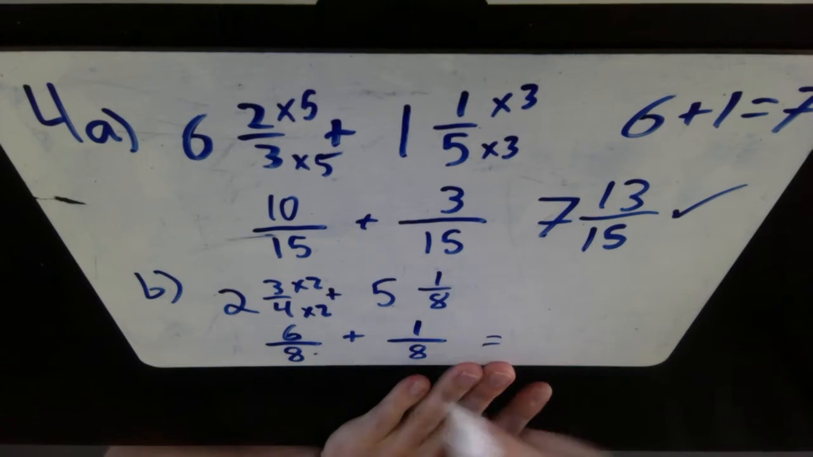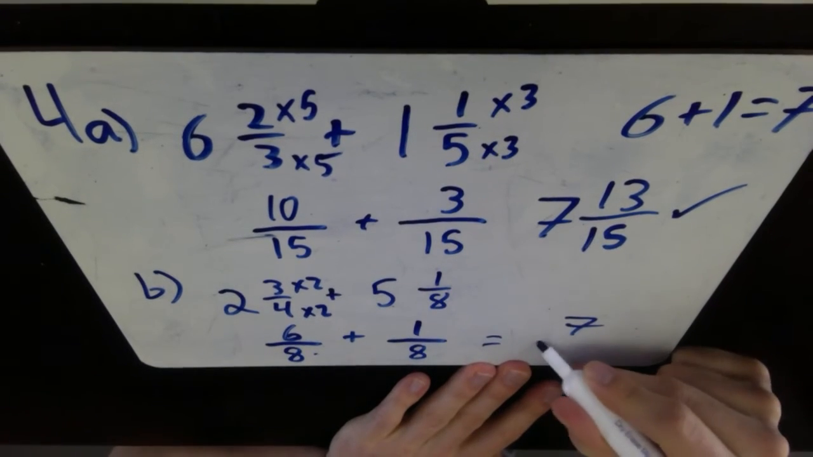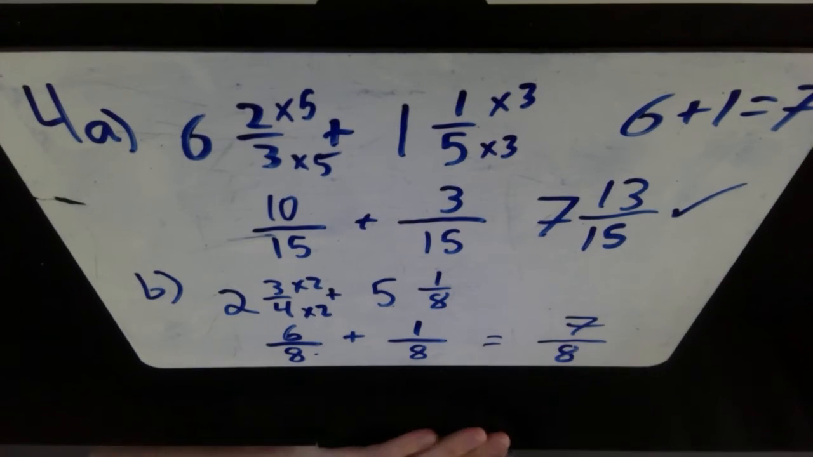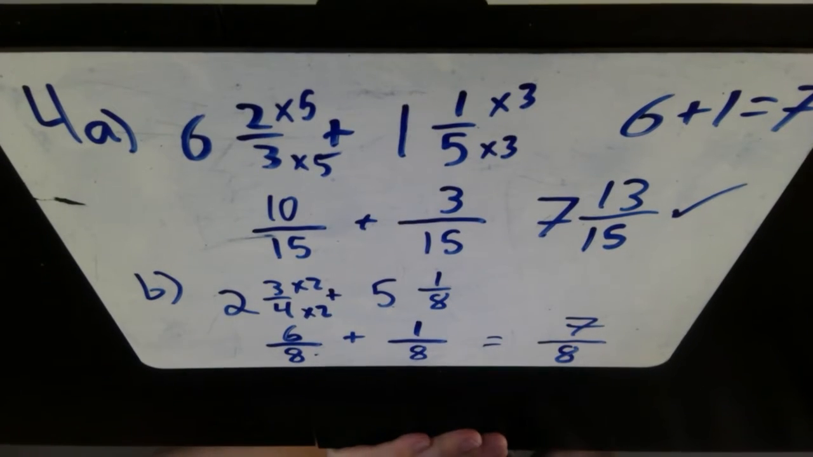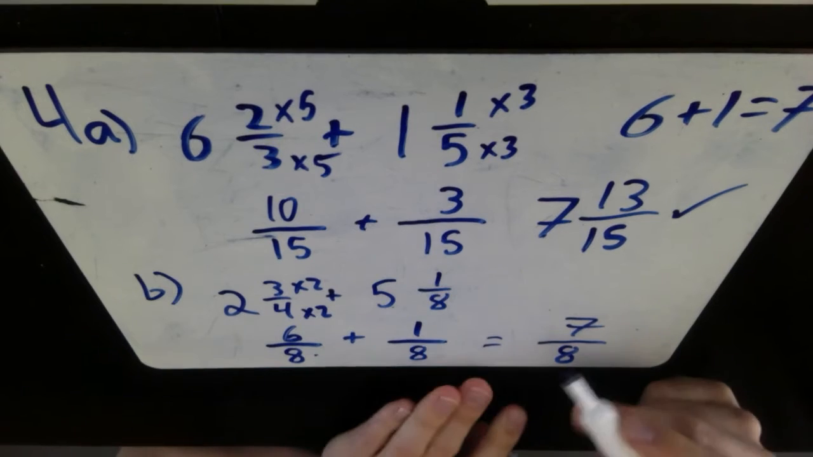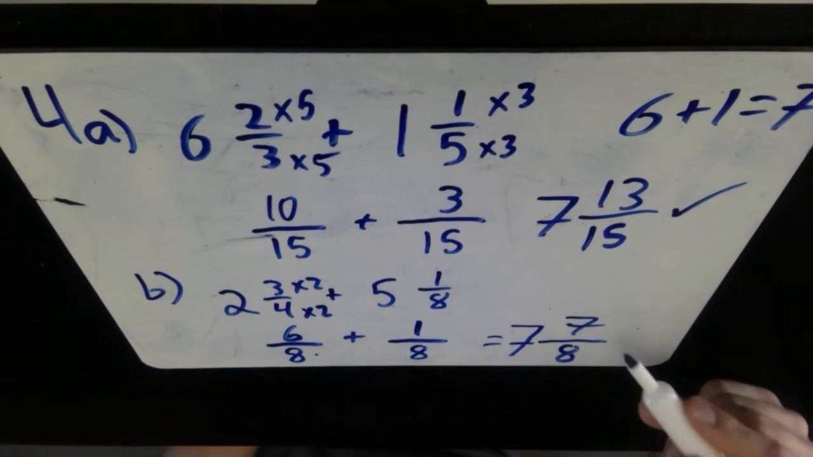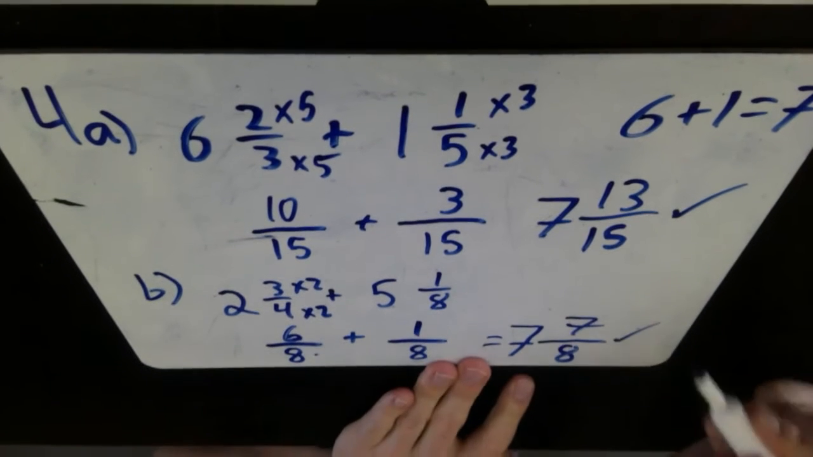So 6 plus 1 is 7, over, slide your denominator over to the right, 8. What do we have to do still? Add your whole numbers. So 5 plus 2 is 7. So your final answer, 7 wholes and 7 over 8.